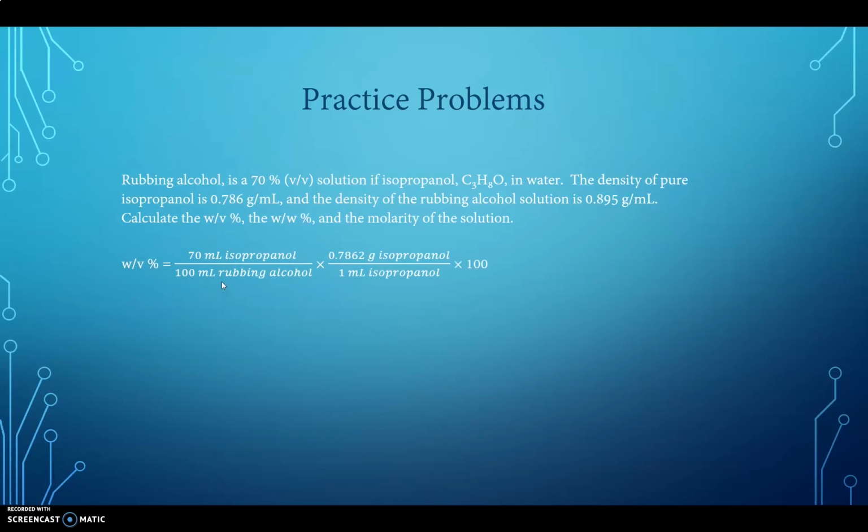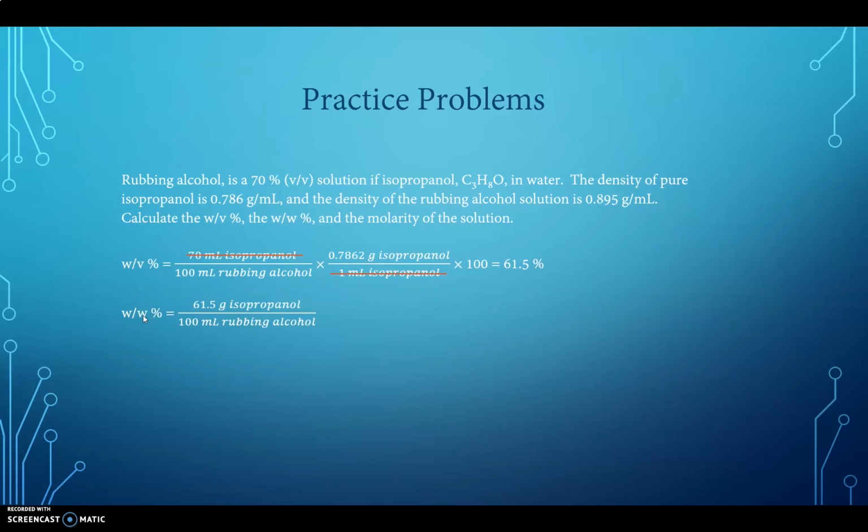If we take a look at it, we can see that the milliliters of isopropanol we started with cancel with the milliliters in our density, and we end up with a 61.5% weight volume solution.